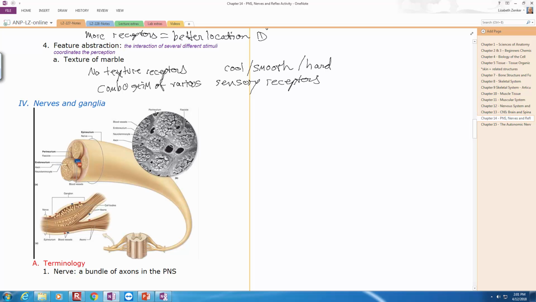Now, nerves and ganglia. So when you see nerve, you should think PNS, right? And ganglia, what do you think? Definitely you should be telling me PNS, right? So nerves and ganglia, PNS. We have, what were they called in the CNS? Those other things, yeah. All right.